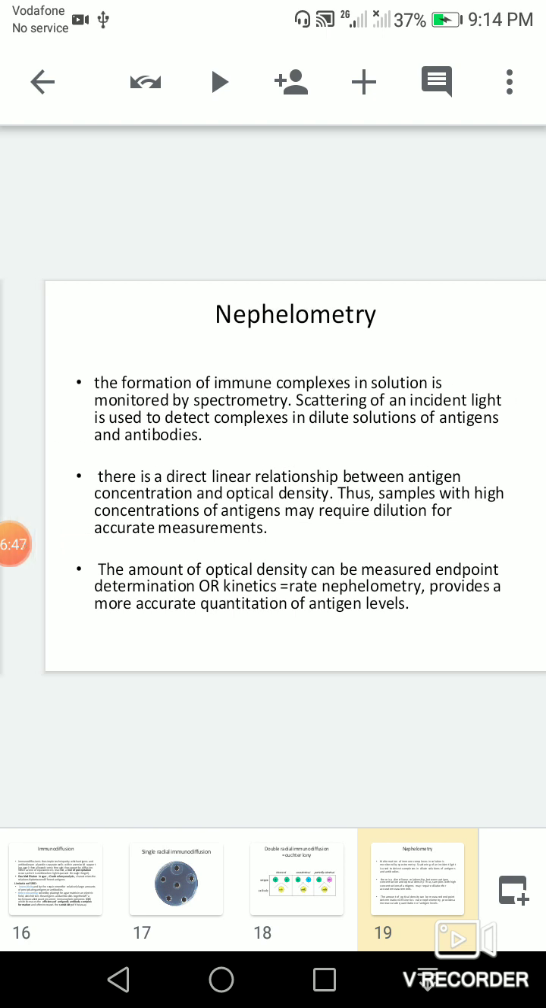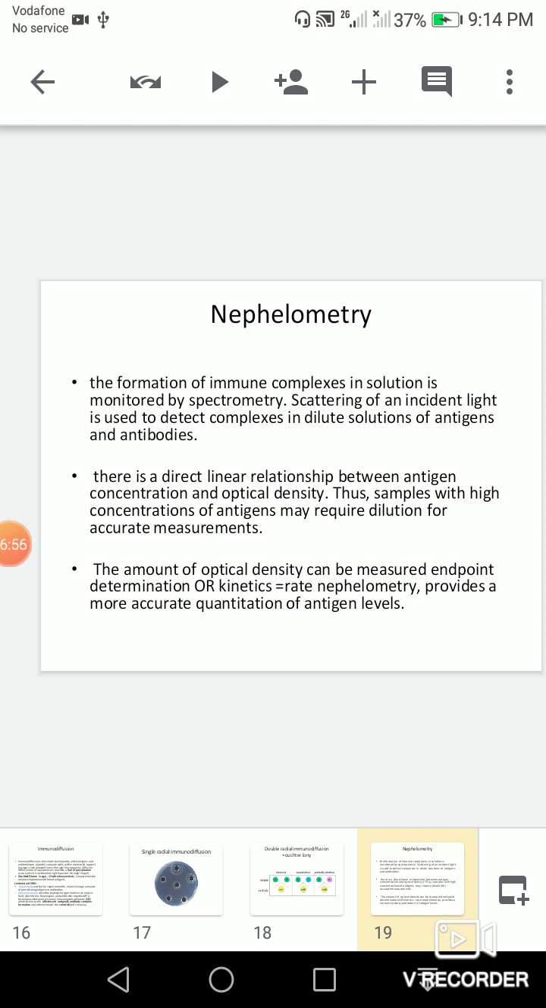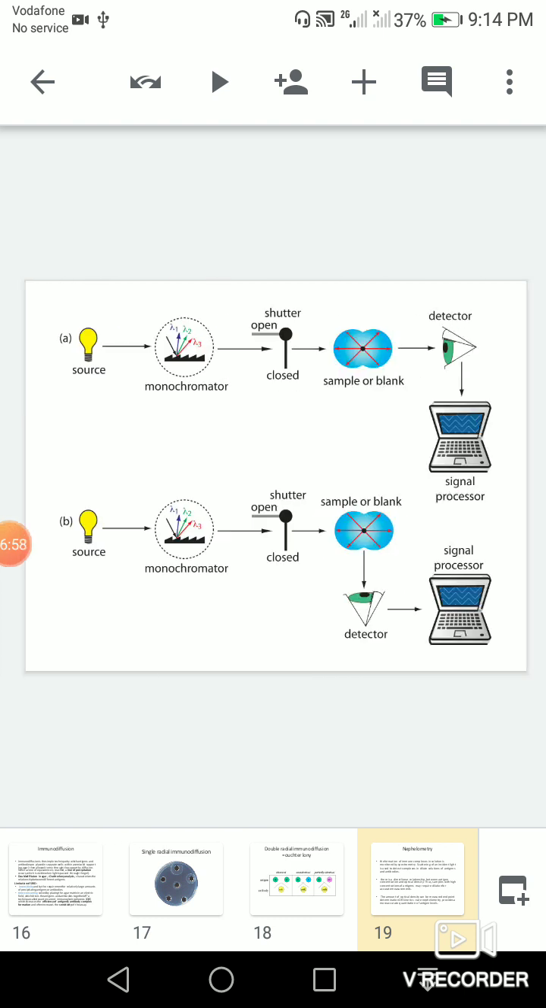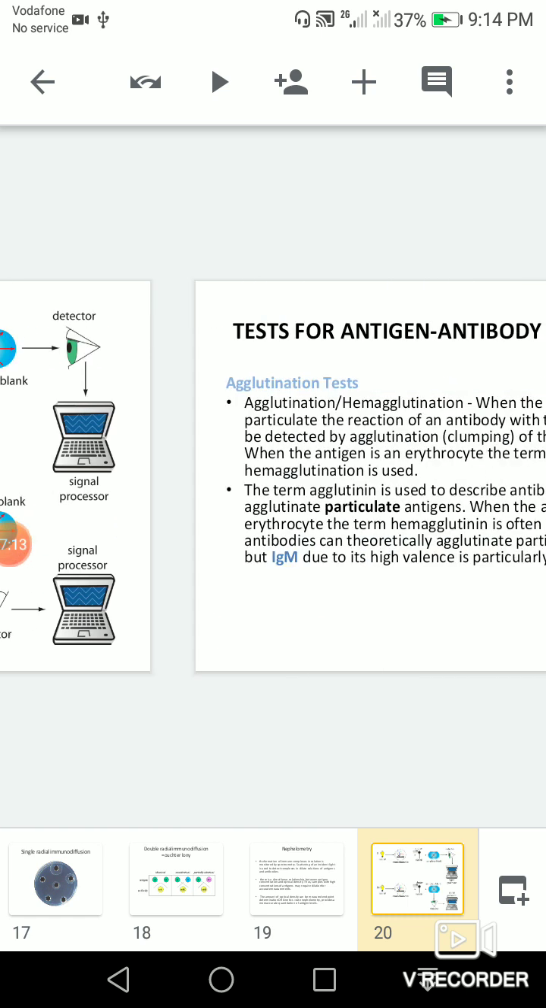The optical density can be measured by endpoint determination or kinetically with rate nephelometry, which provides a more accurate quantitation of antigen levels. Here are the two terms, turbidimetry and nephelometry. If the detector is in the same line as the sample, this is turbidimetry, but in nephelometry, the detector is placed at an angle in relation to the sample.